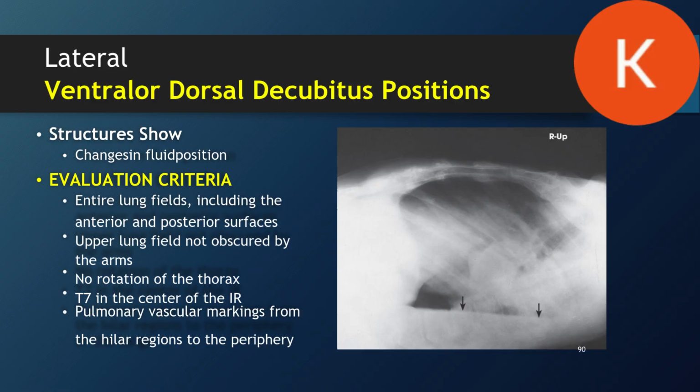We have the evaluation criteria. The entire lung fields are shown, including the anterior and posterior surfaces. The upper lung fields are not obscured by the arms, so the arms are above the head. No rotation of the thorax. T7 in the center of the image receptor. Pulmonary vascular markings from the hilar region to the periphery of the lungs are shown.